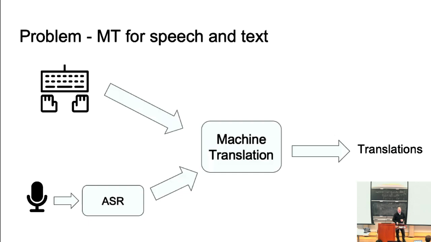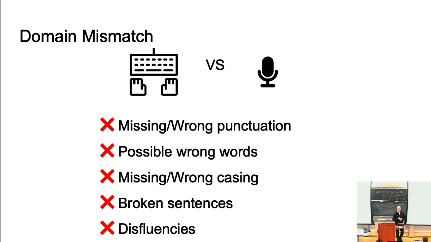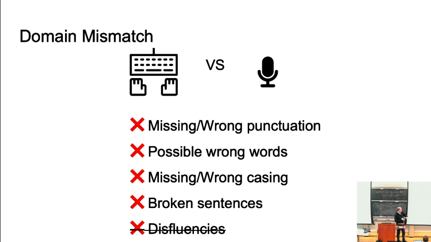We can see this as a domain mismatch, in which one of the two domains, let me say speech, can have missing or wrong punctuation, possibly wrong words, missing or wrong casing, broken sentences, disfluencies. Disfluencies is the only problem we don't have here because we work with TED Talks, and usually these are very well prepared speeches, so you don't have these differences. But the other problems all arise.